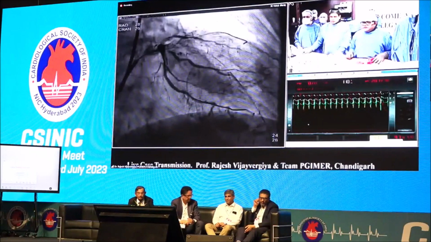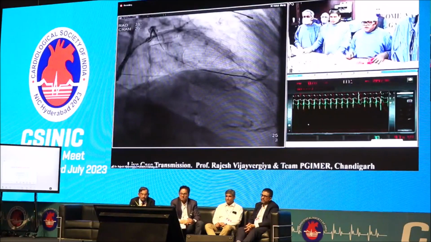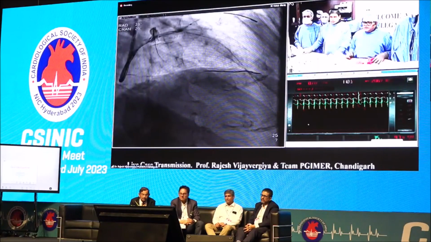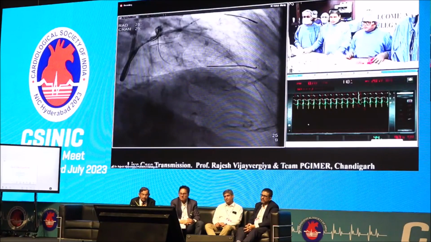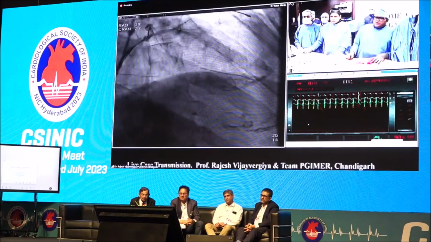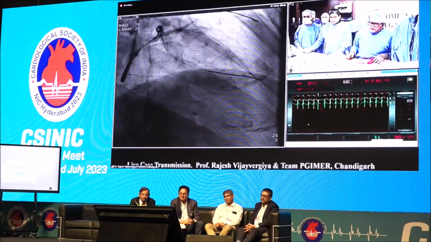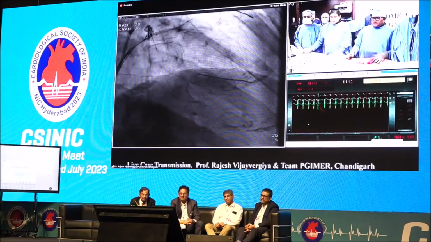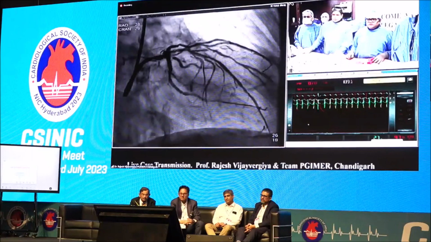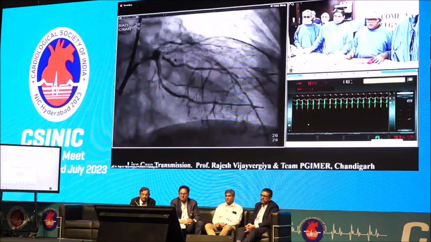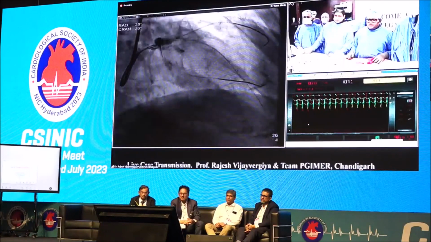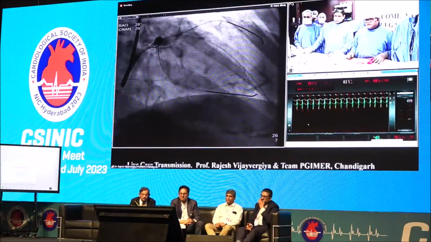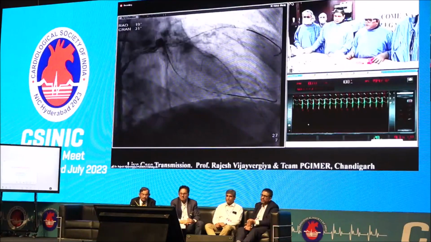Next view, please. And this is the same 2.5 balloon across the D1, which is a big branch. We went up to 8 atmospheres, with a slow inflation and deflation. Don't want to have a dissection across the ostium of the D1. Next. So this is what we have: good flow across both branches, D1 and D2, and of course the LAD. Next.